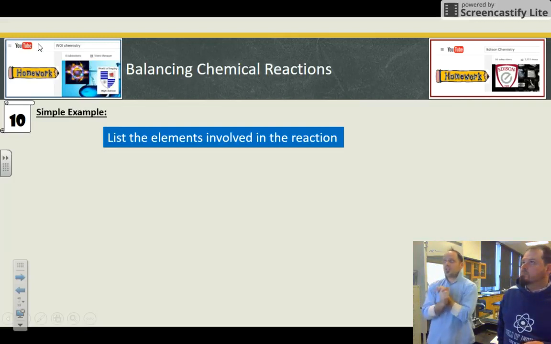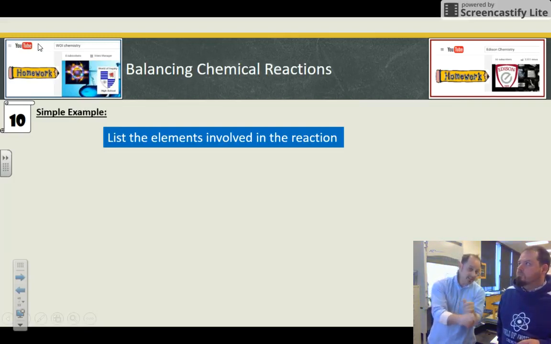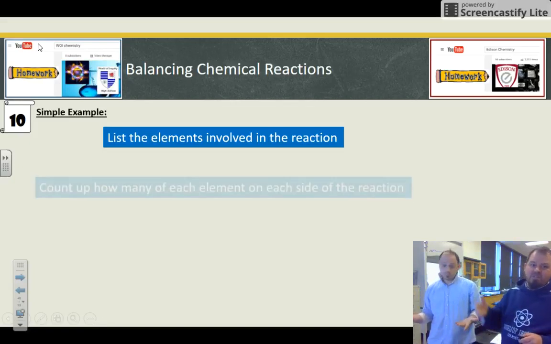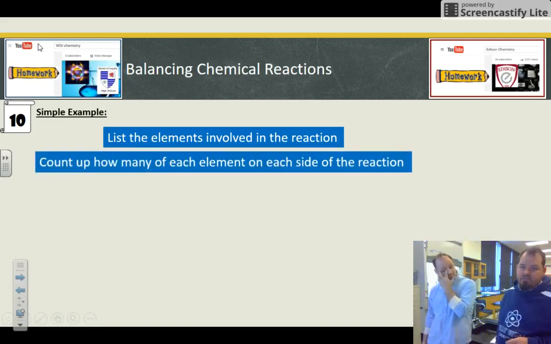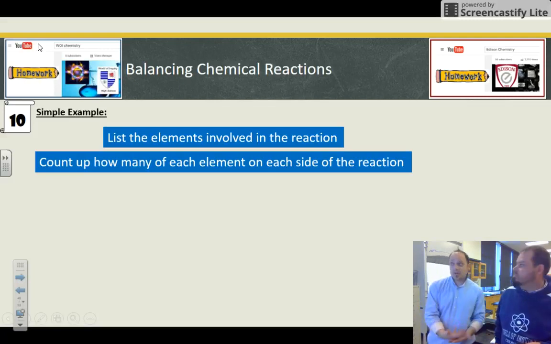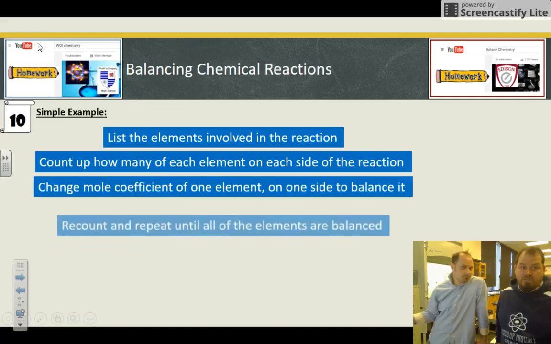First thing you've got to do is list the elements involved in that reaction, like I listed hydrogen and oxygen on that first example. I list them just once underneath. Then I counted how many of each element were on each side of the reaction. That's where I distributed my subscripts. I counted my moles out in front, and I figured out there were 2 hydrogens, 2 oxygens, 2 hydrogens, and then 1 oxygen. Again, using our skills.